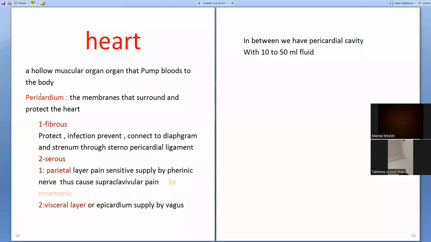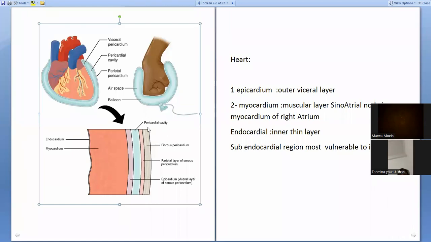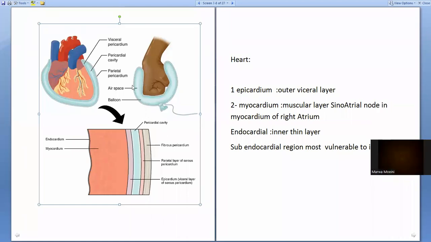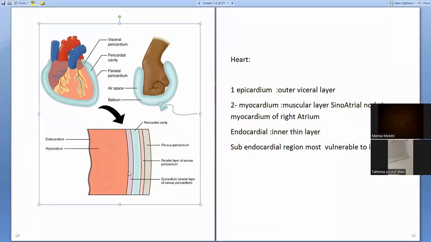There are two layers of pericardium, the fibrous pericardium and the serous pericardium. You can see in this picture, there are two layers. This one is the fibrous pericardium. This is the serous pericardium. In this picture, this is the heart. This is the pericardium. From here to here, this is the pericardium.